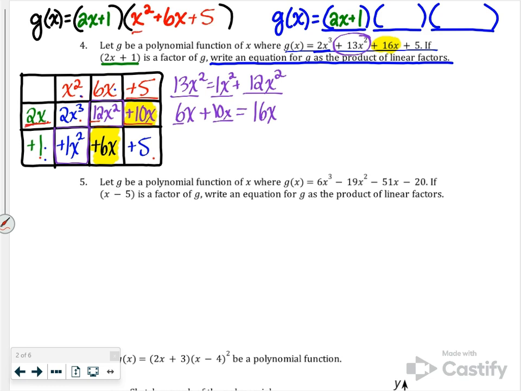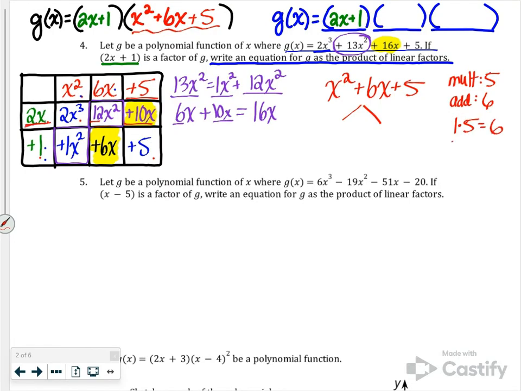And now we need to start thinking, how do I break down x squared plus 6x plus 5? Well, I need to think of two things that are going to multiply to 5, but they add to 6. So what we want to be thinking there is that 1 times 5 equals 5, and 1 plus 5, sorry, thinking too fast.